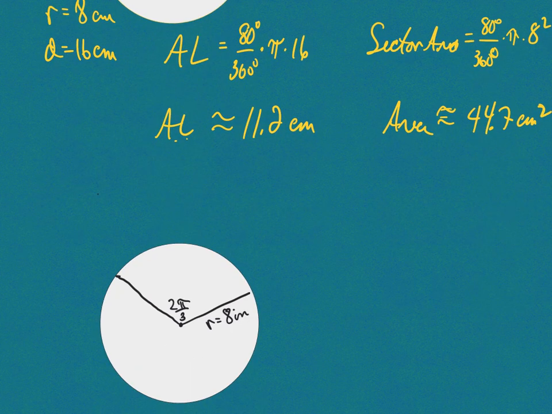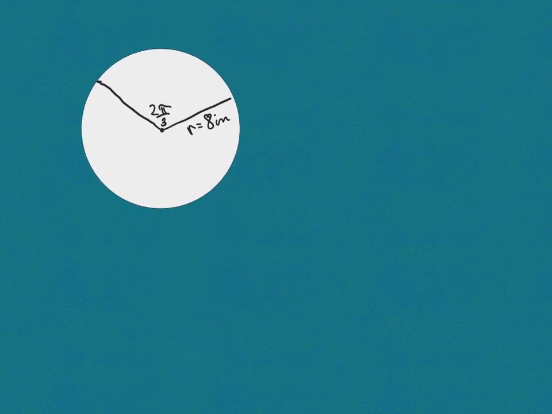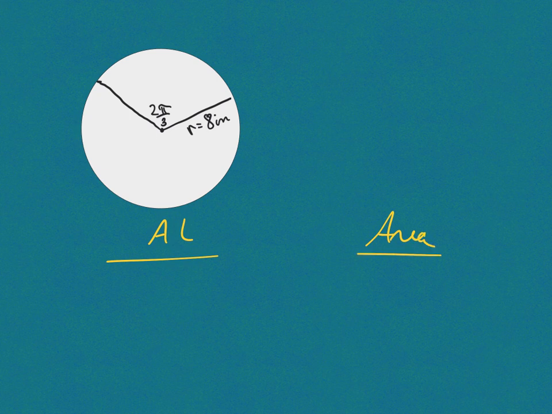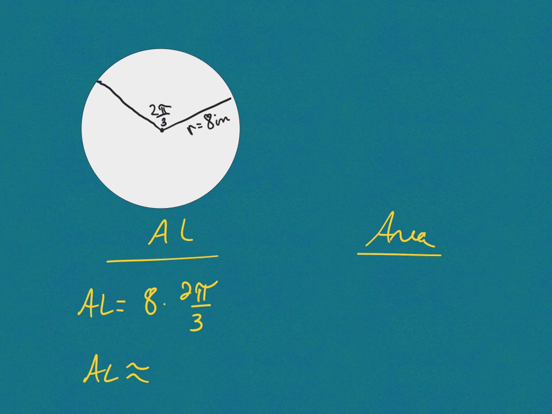And then last one, I just did one more example where the angle is given in radians. And again, I'm just going to ask you two questions. What's the arc length and what's the area of the sector? The arc length then is going to be the radius, r, multiplied by the angle in radians, 2 pi over 3. And so the arc length, again, just continuing to give these to you in decimal form, would be approximately 16.8 inches.